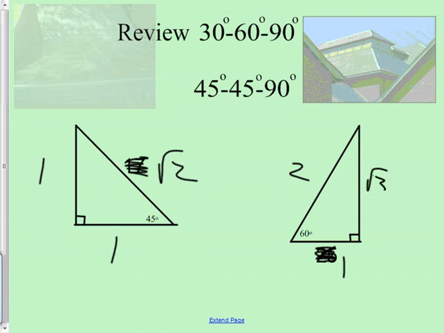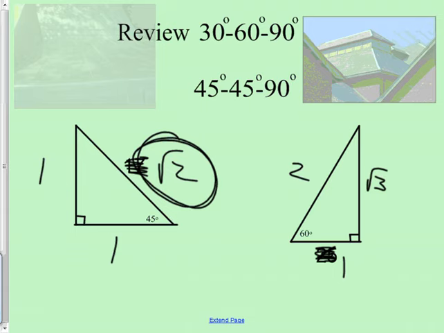And square root of 3. Raise your hand if you had those right. Okay, good. It's so easy to get them reversed a little bit. Because this square root is on the hypotenuse, a lot of people put the square root of 3 right there, and it's not right. Okay, good.